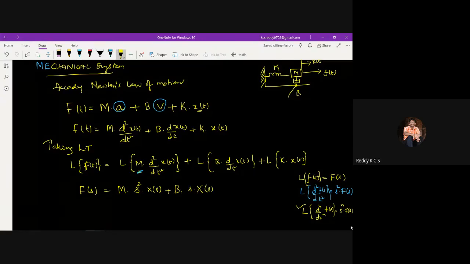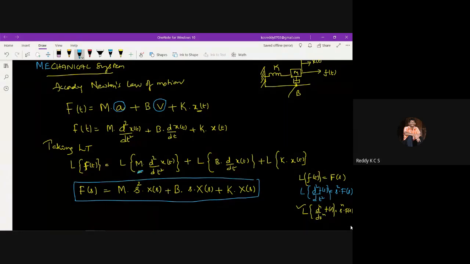So look at this generalized equation and substitute and write down. Then k is a constant and x of t is a function, a variable with the displacement in time. So I can write it as k into X of s. So this is what we can write as the Laplace transformation of the force equation.